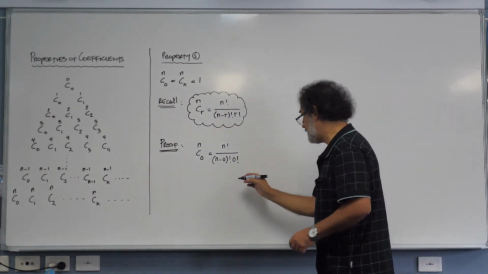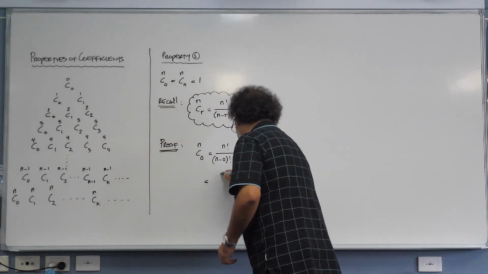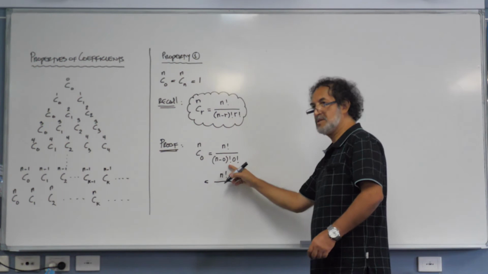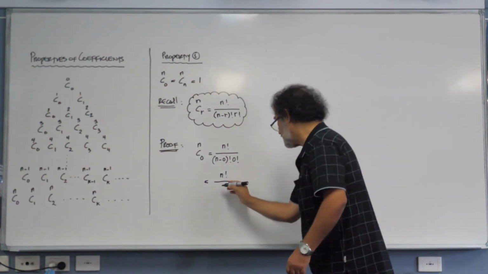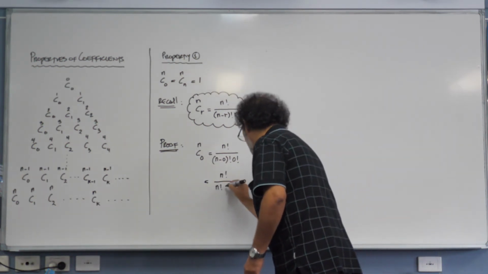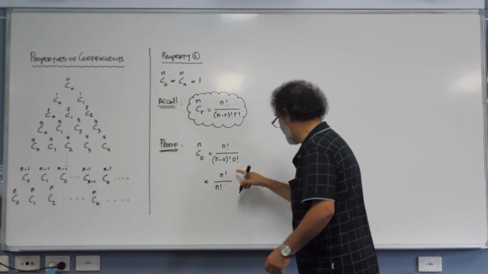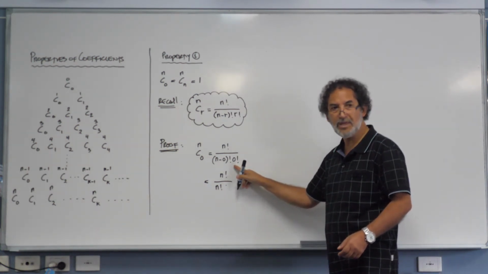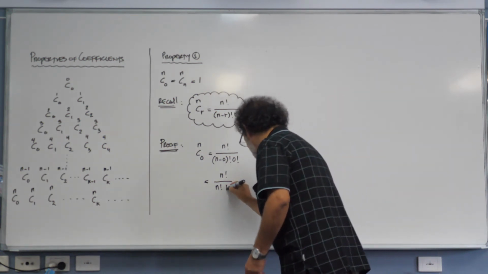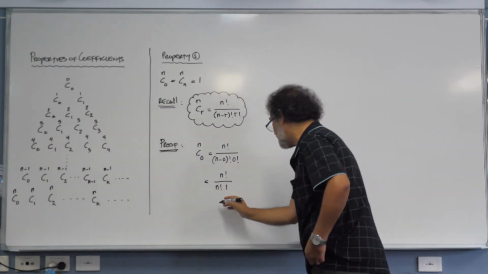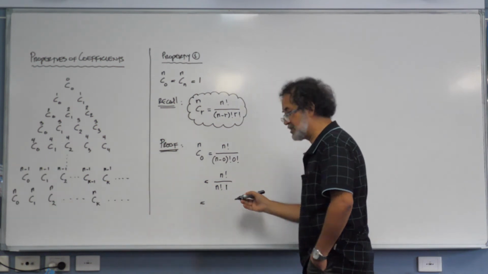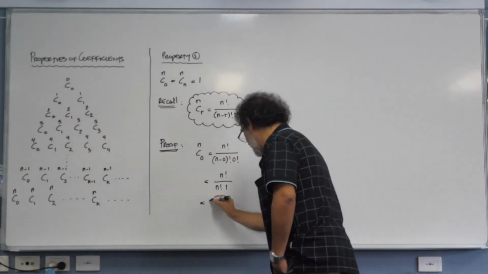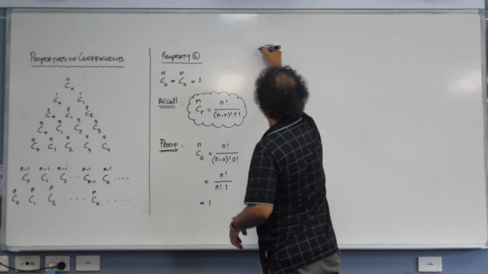And then we're going to simplify. On top we have n factorial. N minus 0 is just n, so it's going to be another n factorial. And then we already know that 0 factorial is equal to 1. So the answer for this is just 1. This will cancel that one out, so that's the answer. Okay, so the first one is done.